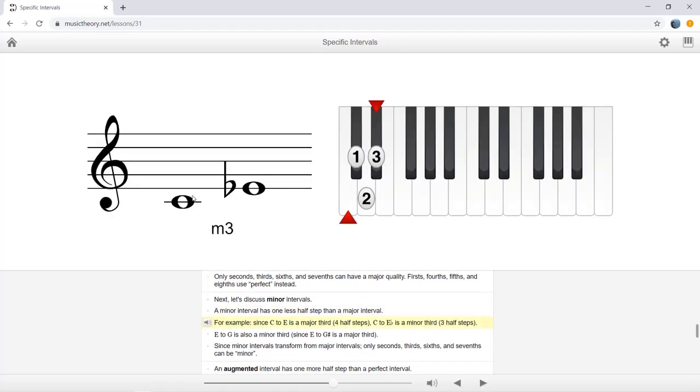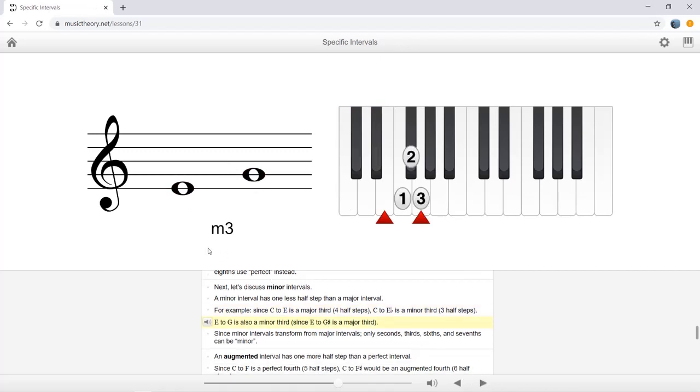So if we go a minor third, a major third was 4 half steps. A minor third is only 3 half steps. It's still a third because we have 1, 2, 3, but then it's only 3 half steps. And this sounds like, as you review these, if you go on the site, you can play what each one sounds like, right?